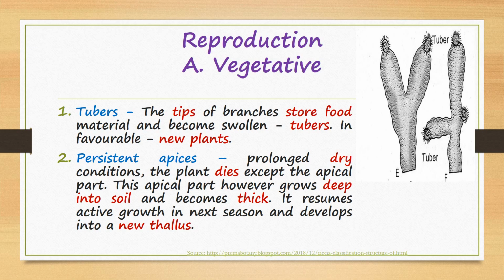This is followed by the persistent apices. Prolonged dry conditions will lead the thallus to die, except the apical part. This apical part, however, grows deeper into the soil and becomes thick. At last, when favorable conditions return, the active part will develop into a new thallus.